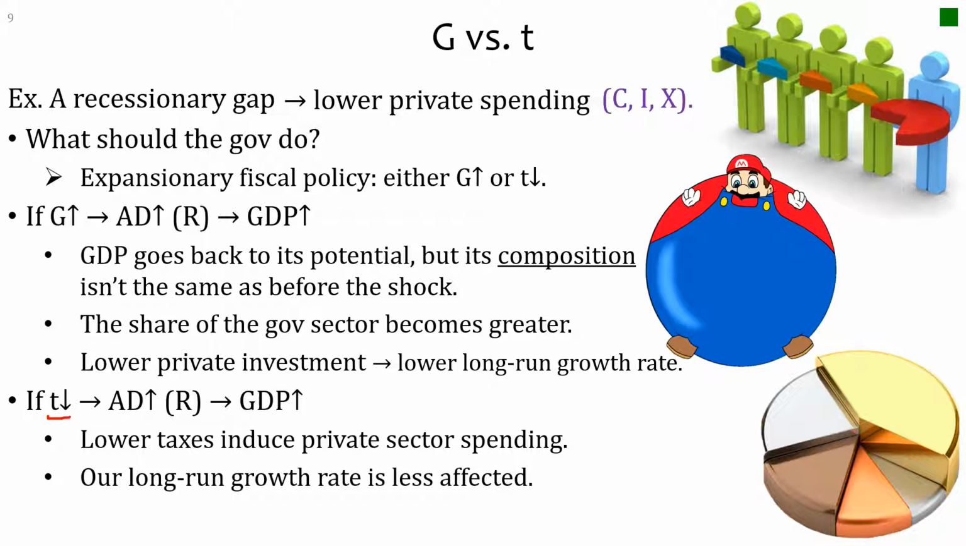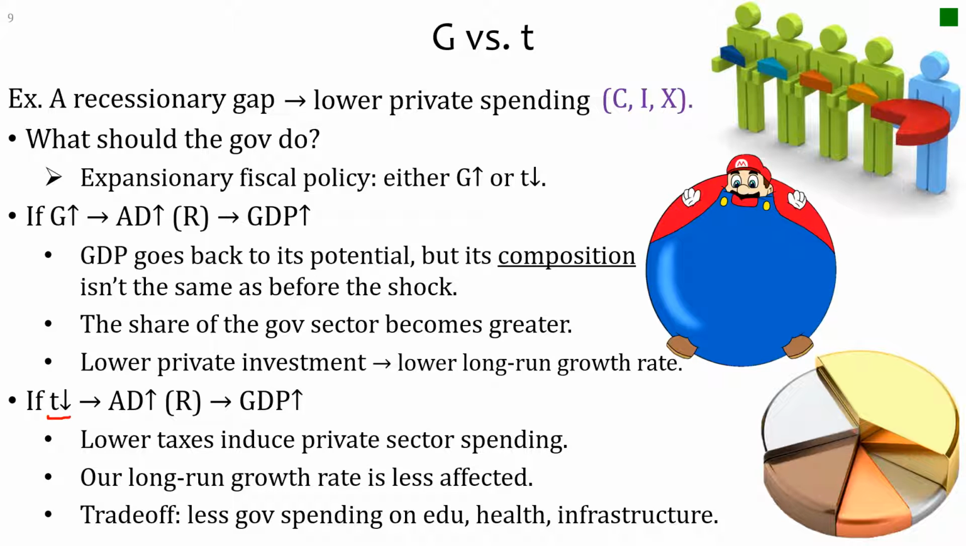Our long-run growth rate is less affected because the government's share is not increasing in this case. It's just the private sector. The trade-off, though, is that there is less government spending on education, healthcare, and infrastructure. So in both cases, and this is kind of important, you might want to watch for this. In both cases, the government is running a deficit. The government's debt is increasing, right? So because if the government lowers the taxes, it would have to lower the G. Okay, maybe later it has to raise the taxes. So both of them have their drawbacks.